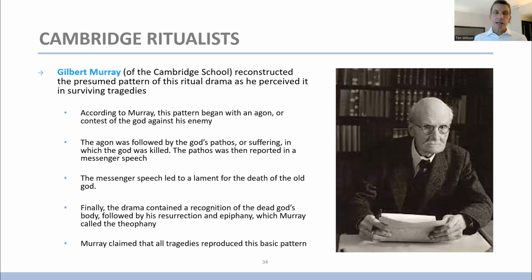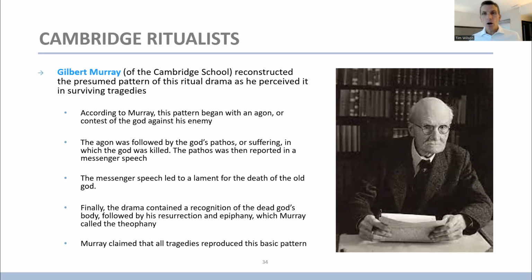The leader of these Cambridge ritualists, Gilbert Murray, reconstructed this assumed pattern as he perceived it in the surviving tragedies. It begins with an agon, or contest, of the god Dionysus with his enemy, followed by the suffering, in which the god is killed, and this is reported by a messenger speech. This leads to a lament for the old god, and then a recognition of the dead god's body, followed by a resurrection and epiphany, which he called a theophany.